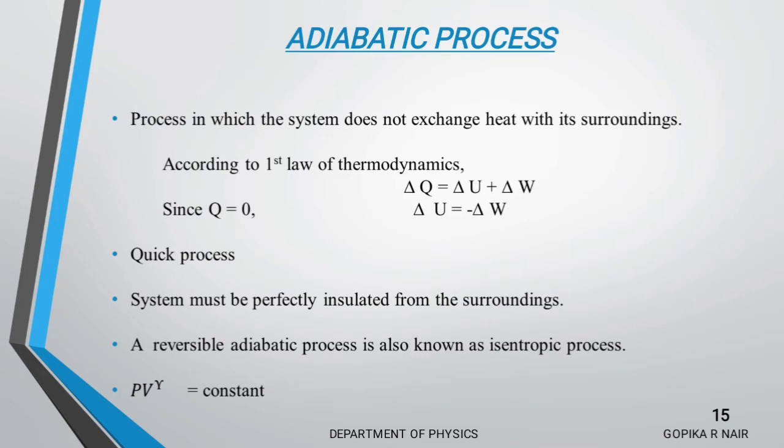An adiabatic process is a quick process so that there is no time to transfer heat. In an adiabatic process, the system must be perfectly insulated from the surroundings so that there is no transfer of energy as heat between the system and its environment. A reversible adiabatic process is also known as an isentropic process because there is no entropy change since there is no heat transmission. Following is the equation for an adiabatic process. PV^gamma is equal to constant, where P is the pressure of the system, V is the volume of the system, and gamma is the adiabatic index.